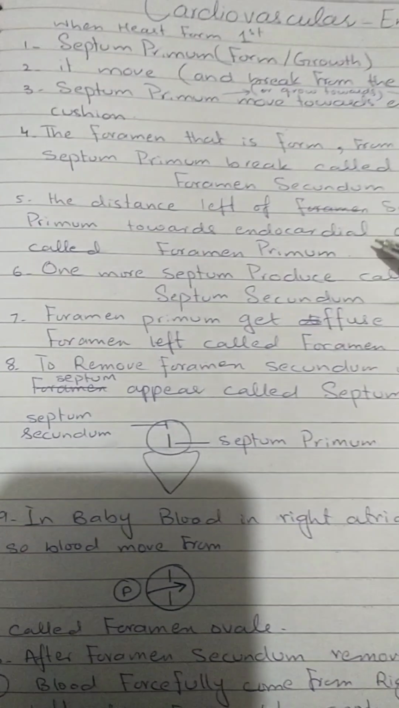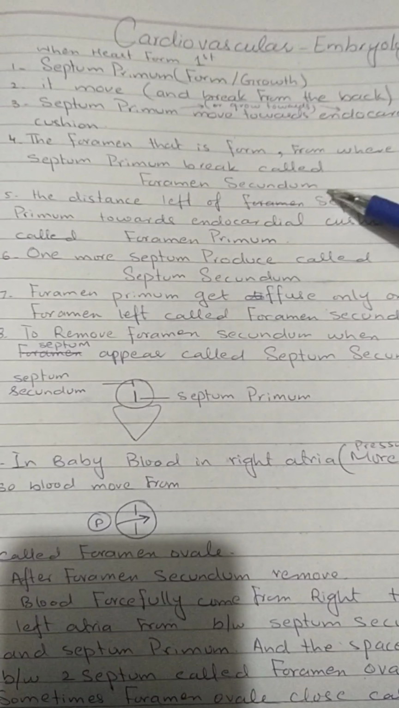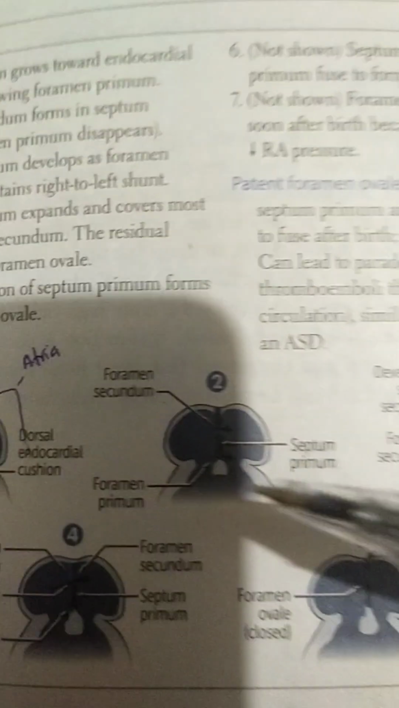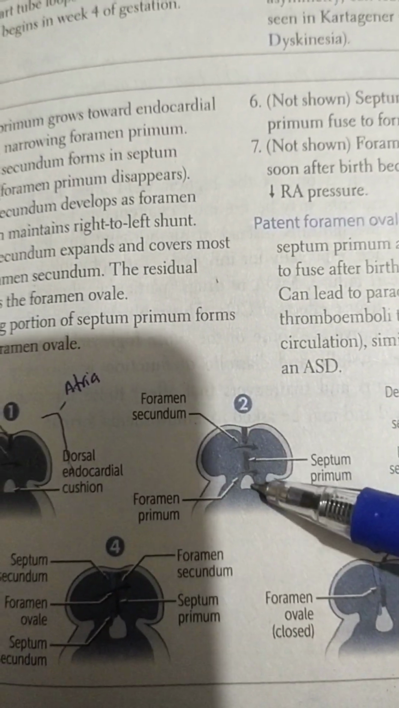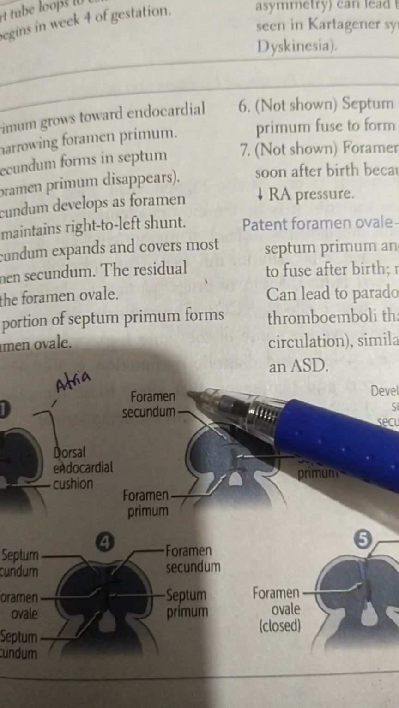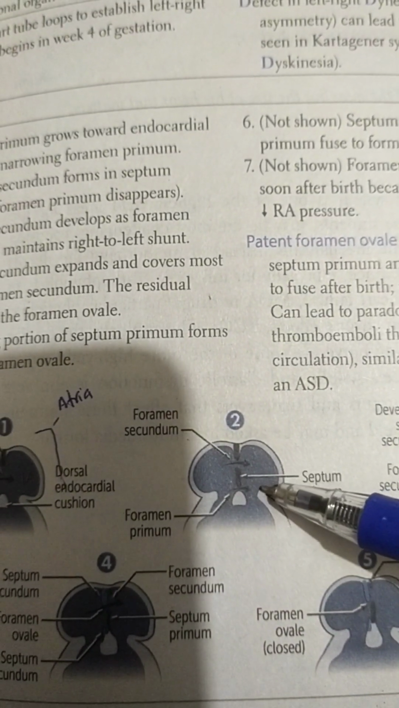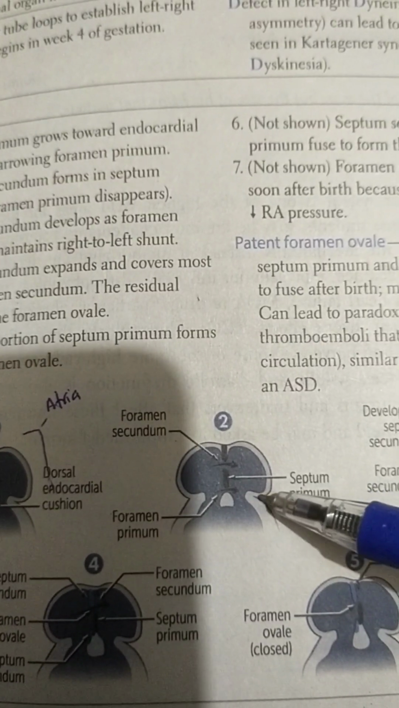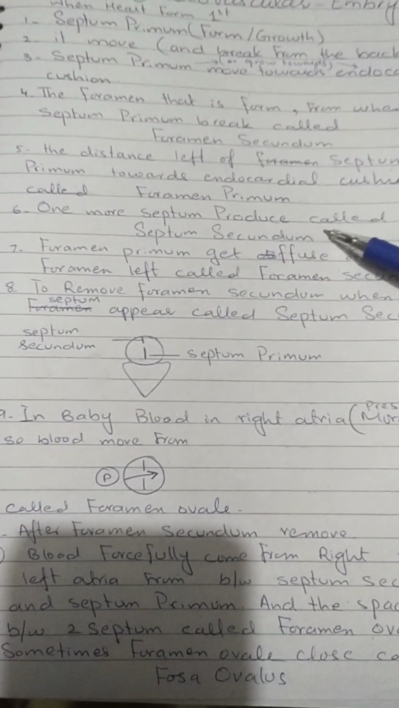After that, the foramen that is formed from where the septum primum breaks is called foramen secundum. Here we have foramen secundum. The part from where it is moving toward the endocardial fusion is called foramen primum. Okay, it's called foramen primum.